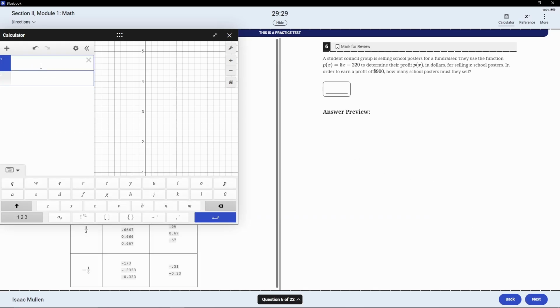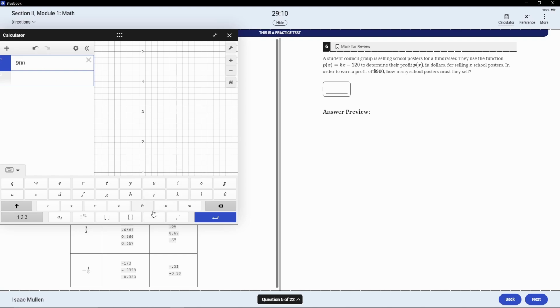Alright, next question. A student council group is selling school posters for a fundraiser. They use the function p(x) = 5x - 220 to determine their profit p(x) in dollars for selling x school posters. In order to earn a profit of $900, how many school posters must they sell?